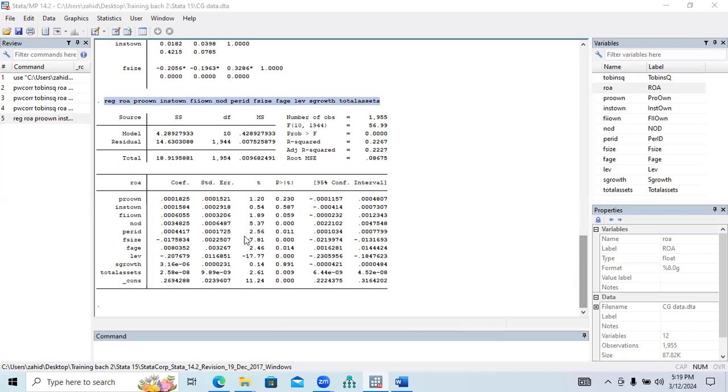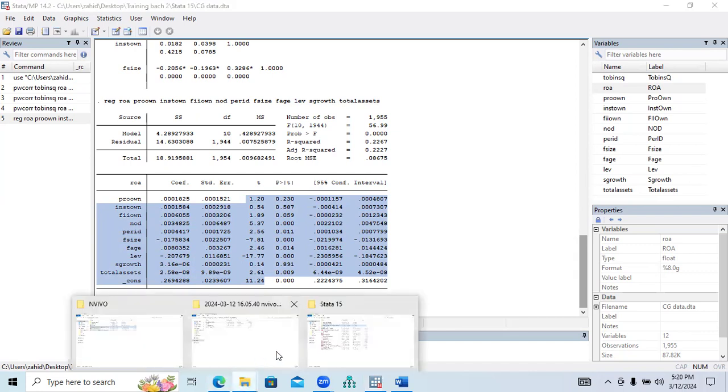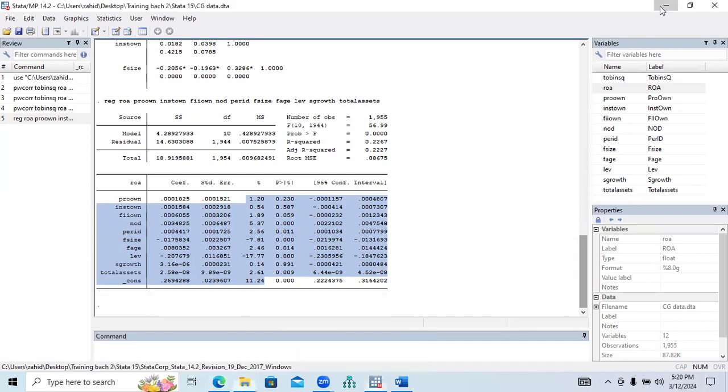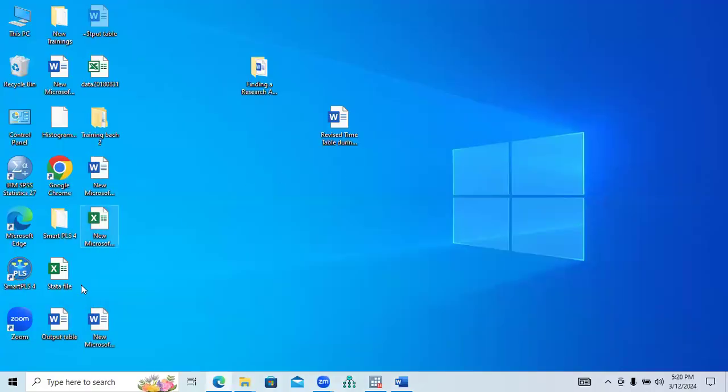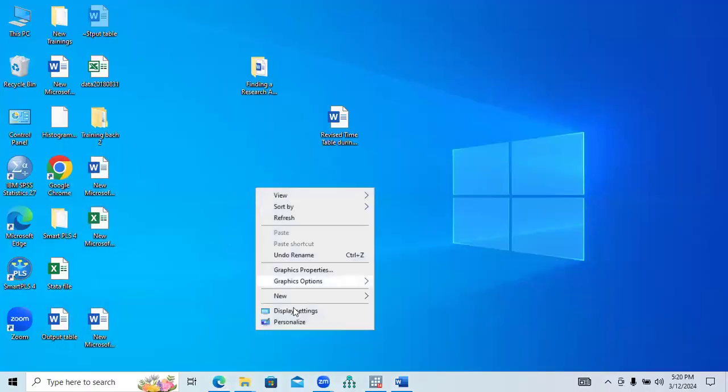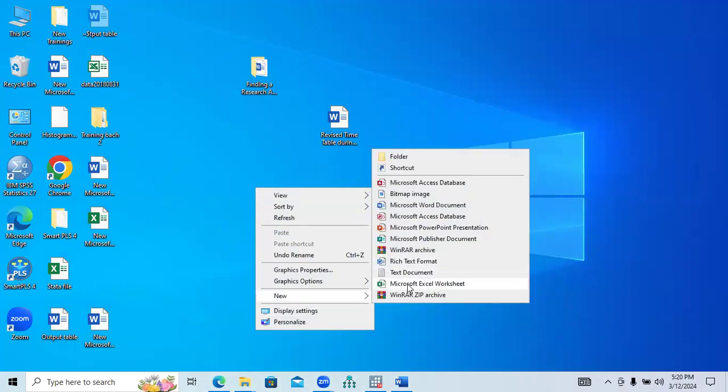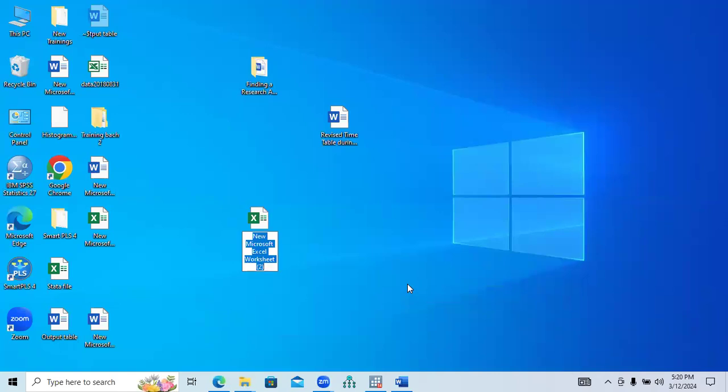Always remember that your p value is based on your coefficient and standard error. So whenever you see the p value, whether it is positive or negative, it is computed from your coefficient. Let me explain to you. Let's suppose we have an Excel file. I will let you know how these values are computed.